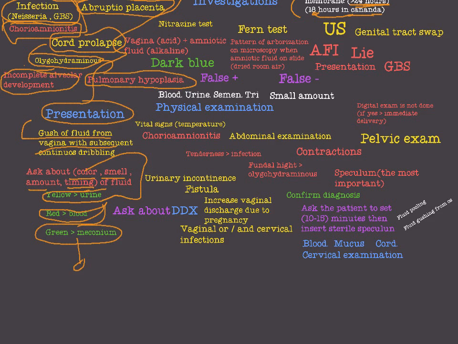Also, you have to ask in the history about differential diagnosis. What are the differential diagnoses of rupture of membrane or fluid leakage? Maybe urine, as I said, urinary incontinence or urinary fistula. It may be normal increased vaginal discharge due to normal physiological pregnancy; in pregnancy, vaginal discharge will increase. It may be vaginal and cervical infections, so this fluid may be a discharge of infection. Maybe liquor from rupture of membrane, or maybe urine due to any cause, and other differential diagnoses.